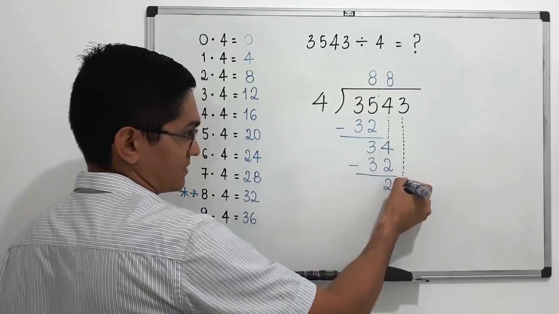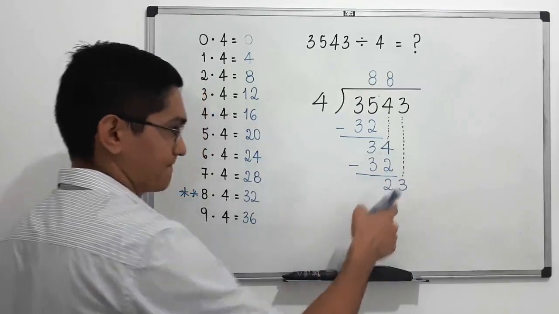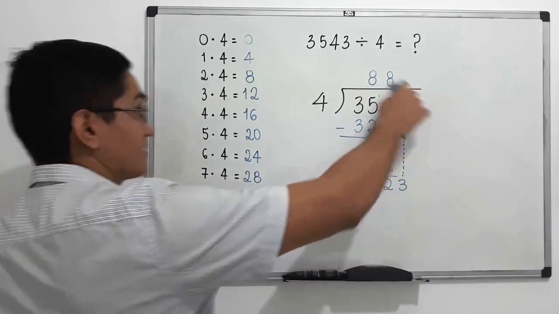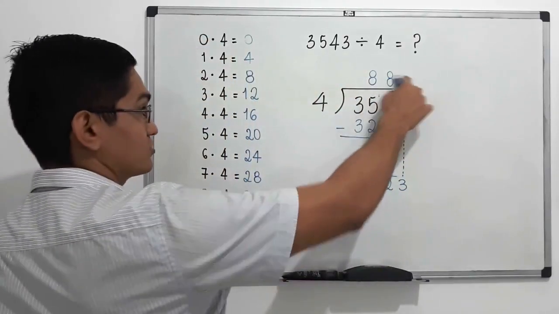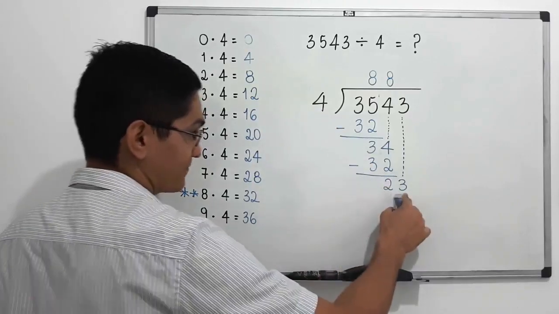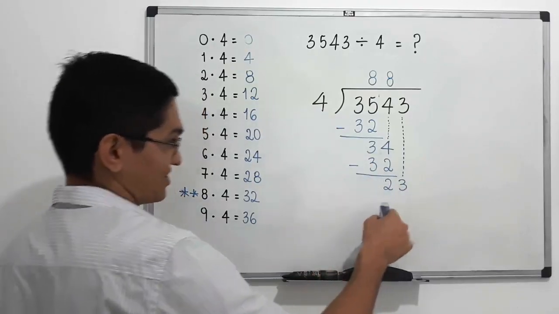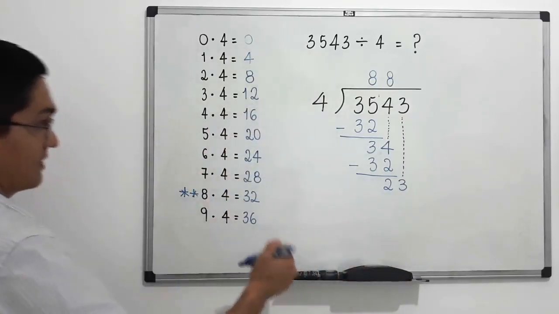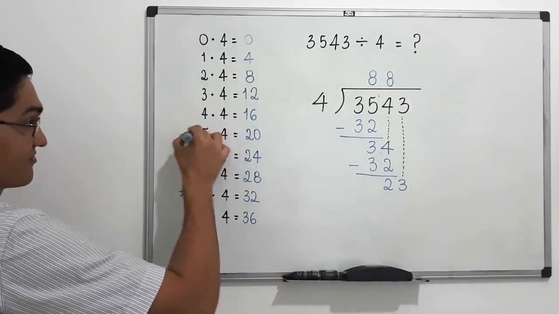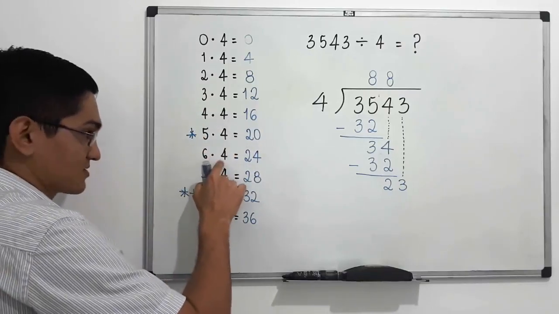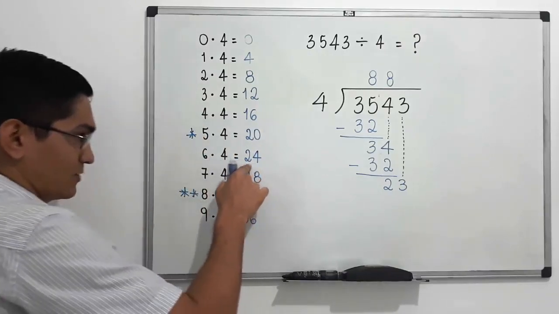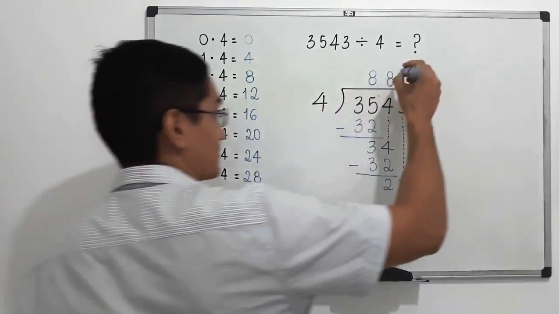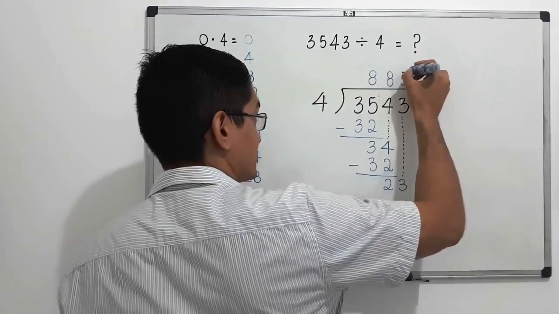It's a 3. So now we get 23. And we ask the same question. What number from 0 to 9 do we multiply by 4 to get 23 or almost 23, but not more than 23? You look at the multiplication table and you see that number is 5. Since 6 times 4 equals 24, which is greater than 23, we stay with 5. We write 5 here in our quotient.